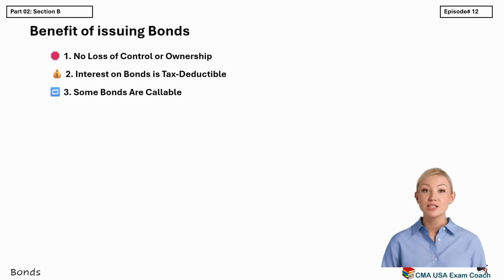3. Some bonds are callable. Many companies issue callable bonds, which give them flexibility in managing long-term interest costs. A callable bond allows the issuer to repay the bond before maturity, usually after a certain period. This is useful when interest rates fall.